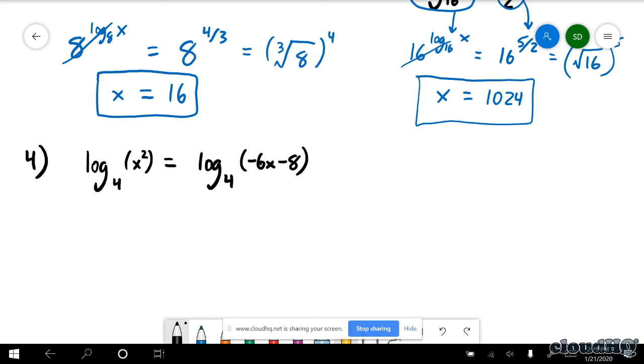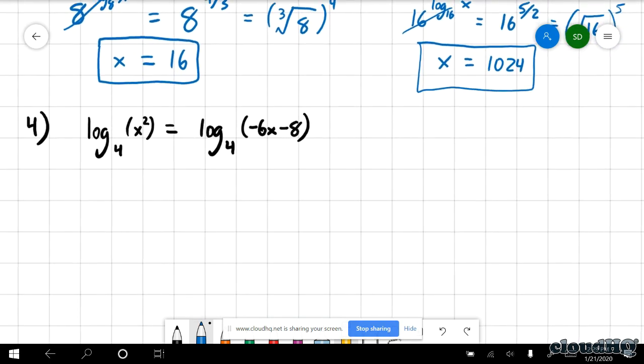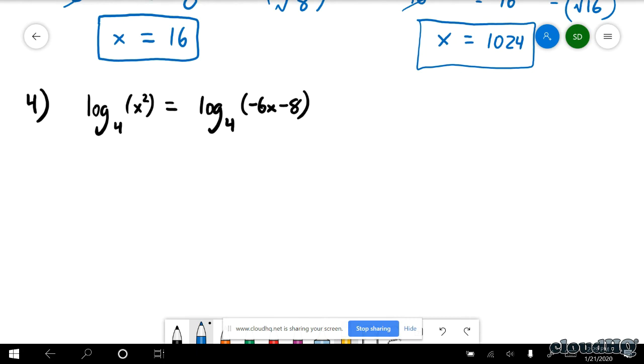Here I have a log on both sides. Wouldn't it be nice to get rid of the log? How can we get rid of a log? By exponentiating. It's one of my favorite words, exponentiate. So what base number? 4, and isn't that going to get rid of both logs at the same time? That's good. We actually like it when there's logs on both sides. It usually makes it easier.